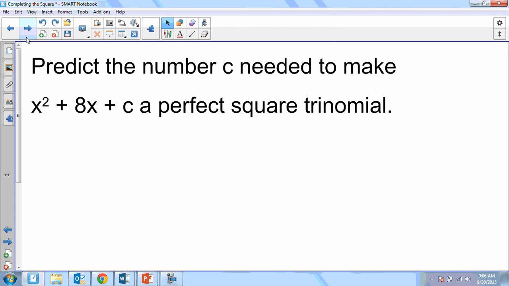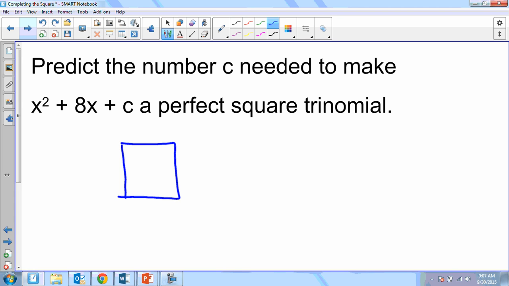Well, when we make our box, there's our x squared box. I should have done it in blue. Apologies. You're noticing a pattern, aren't you? We're dealing with 8 x's now. So how do we have to split those in order to make this perfect square?